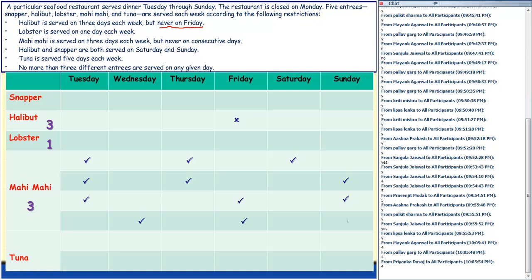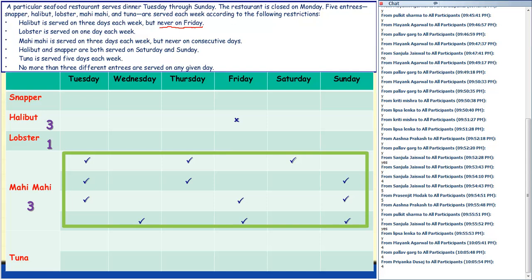So for mahi mahi, there are 4 possibilities. So that's why I have drawn 4 rows for mahi mahi. ये 4 possibilities हैं. ठीक है. But out of these 4 possibilities, you can observe on 3 of the cases there is a Sunday, and in one of the cases it is on Saturday here. So these are the 4 possibilities for mahi mahi.